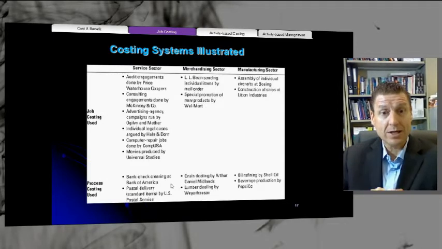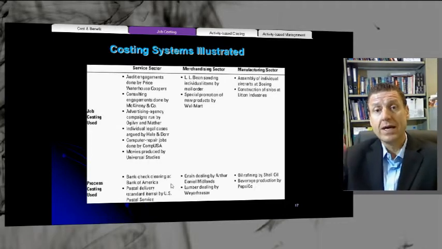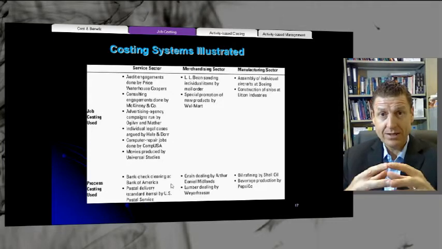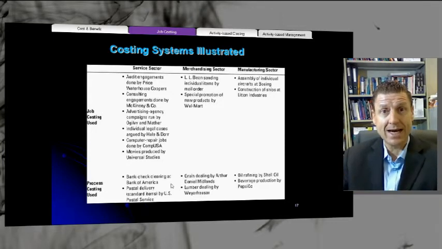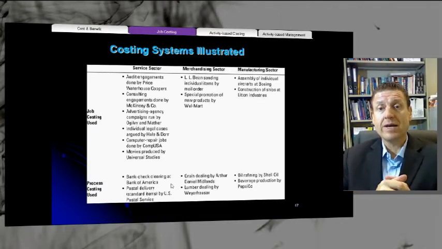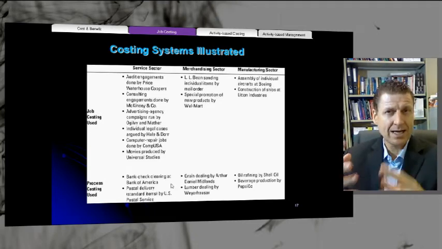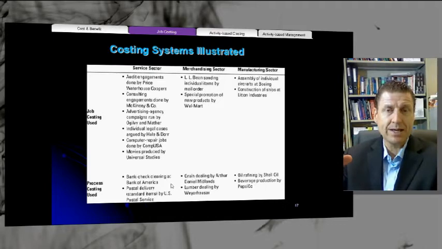Under process costing, we can see that some of the bank activities, postal delivery, grain dealing, that is the primary produce, where every grain is basically the same, so you're just selling the grain by the ton, or dried fruit, you're selling the fruit by the ton. All right, or we've got oil refining by Shell, beverage production by PepsiCo, where you're just selling liquid, and basically it's by the litre or by the gallon, depending on which country you're in.